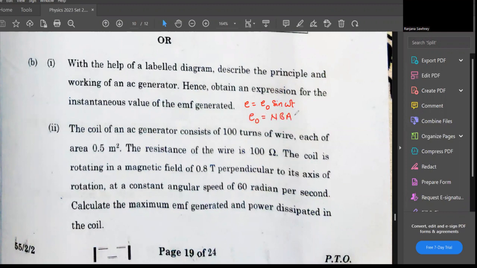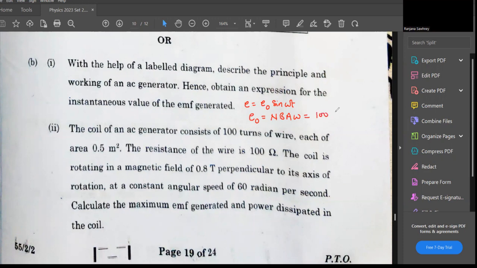N into B into A into omega, NBA omega. This is a very simple derivation. Based on it, there is a numerical in the second part. Here you have to find out the maximum EMF generated. Maximum EMF generated is NBA omega. All these values are given.